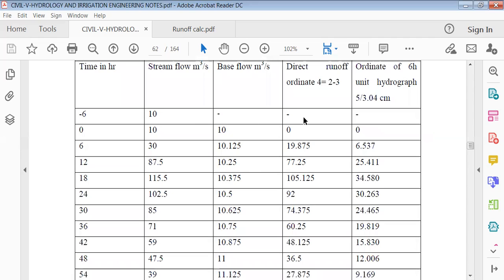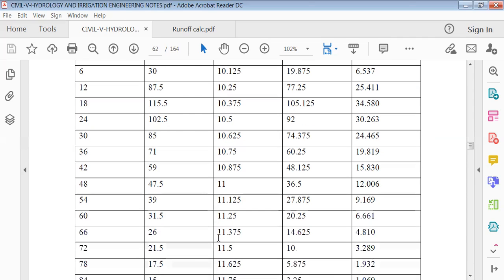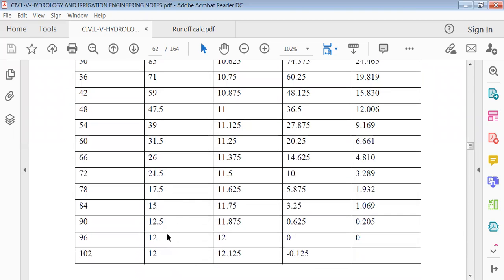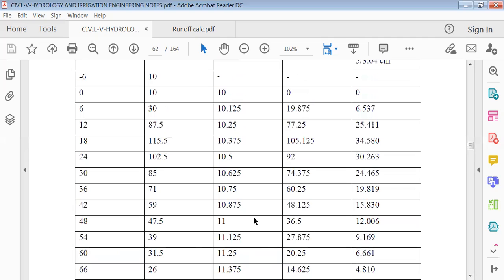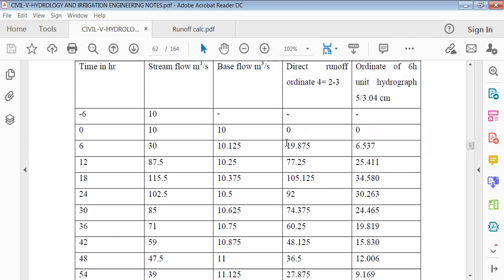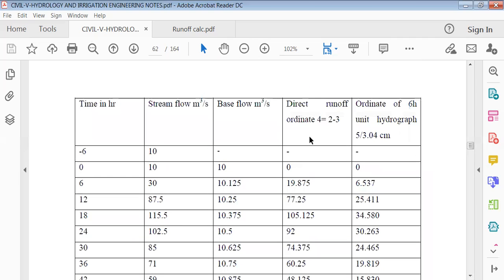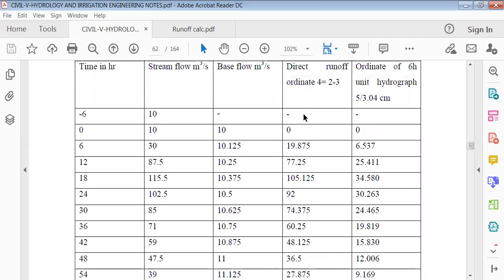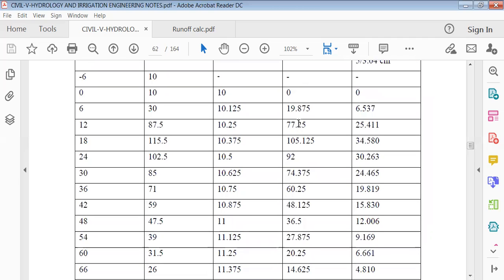Let's first mark this, there's no value here. Then we'll start from 0. So it is 10 minus 10, 0. Then 30 minus this value, 87 minus this value. So go on deducting this. From the stream flow you have to deduct the base flow. Once you deduct the base flow, you'll get the direct runoff. So the direct runoff ordinate is nothing but this.